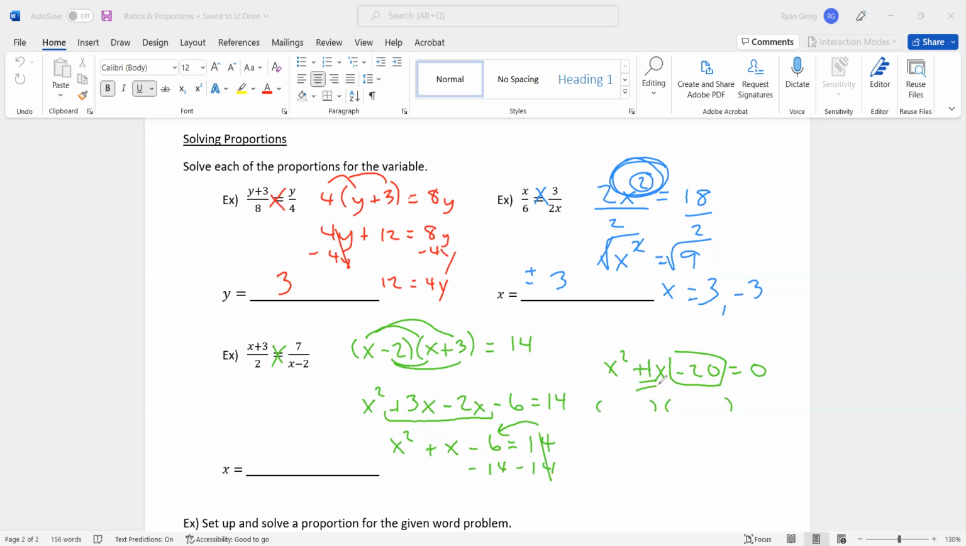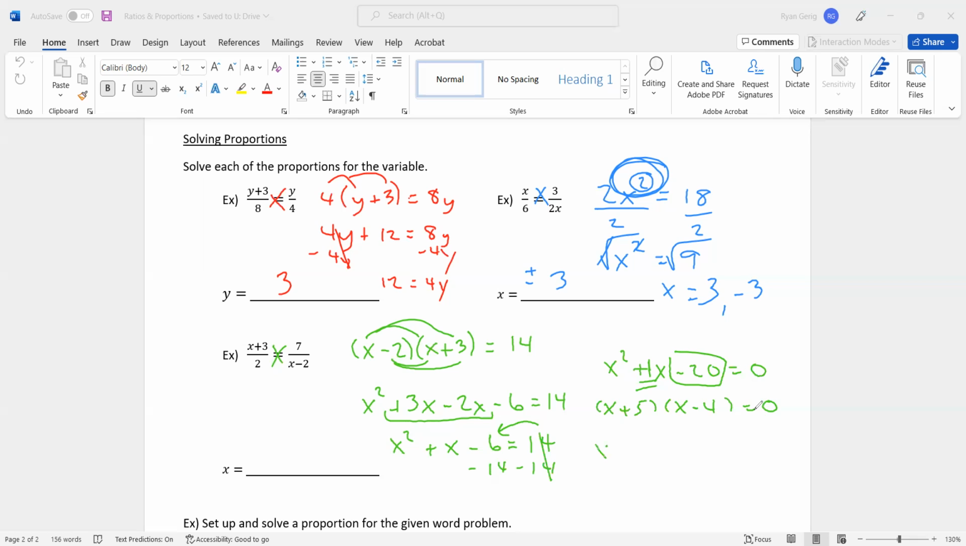Okay, what two numbers do that? Multiply to negative 20 and add to 1. It'd be 5 and negative 4. And you're probably thinking, oh, we're finally done. No, actually, we're not. We still need to find the x values that make this equal to 0.